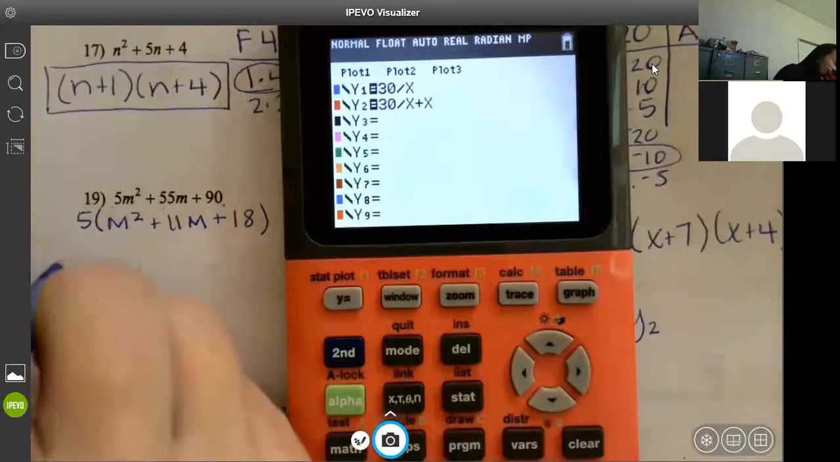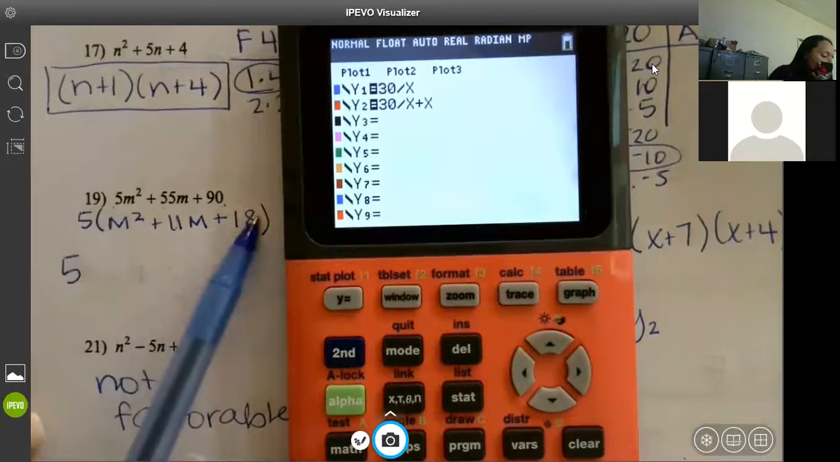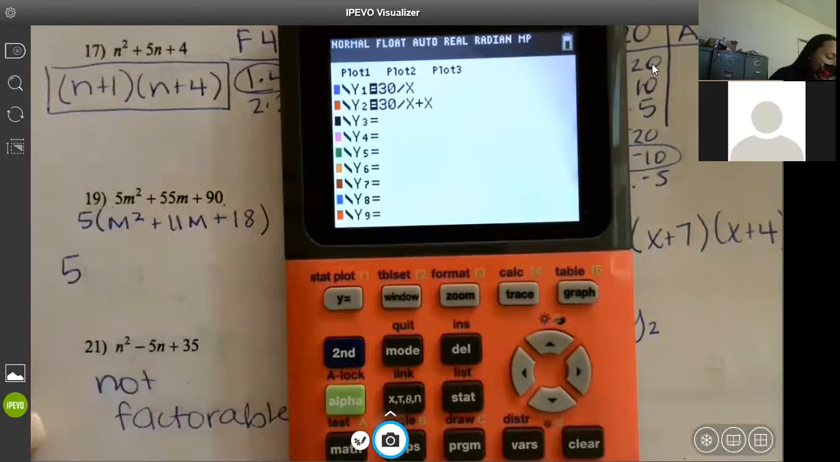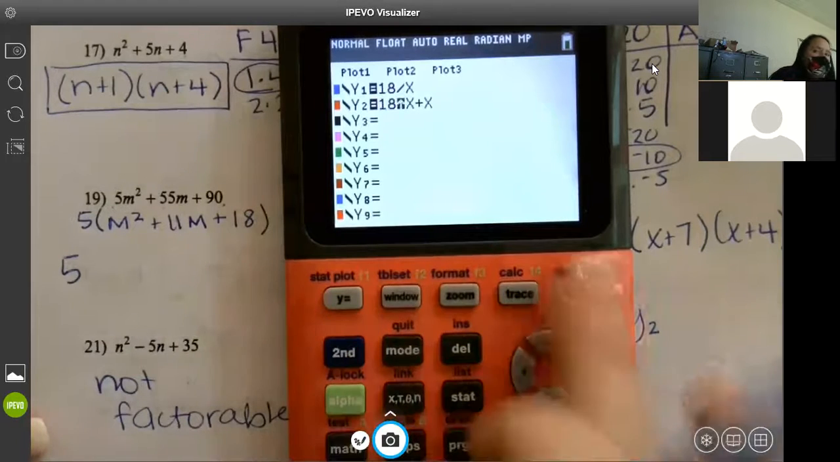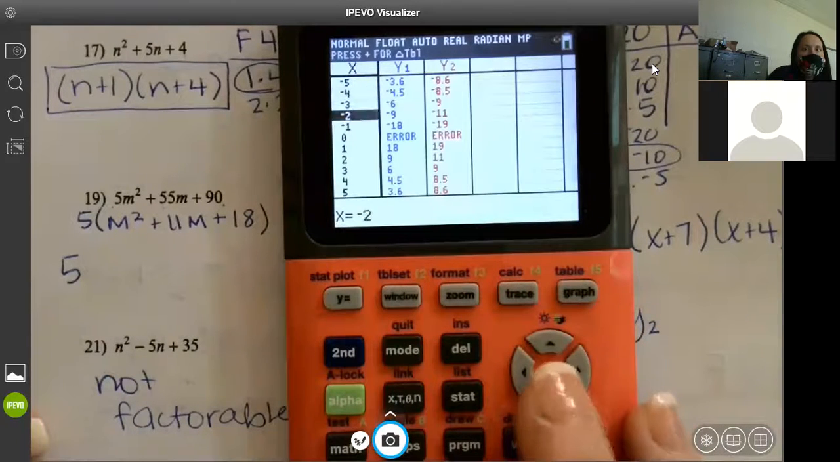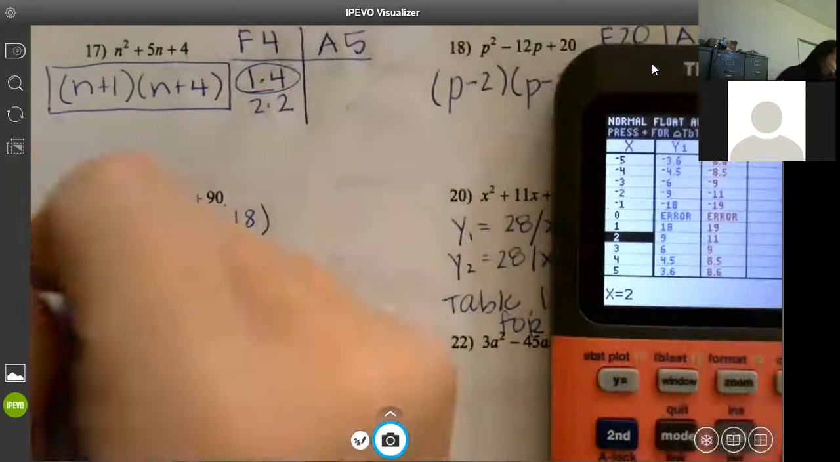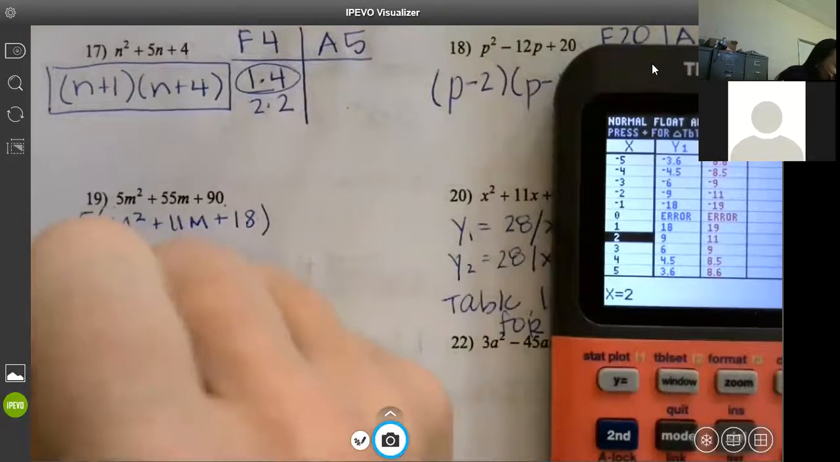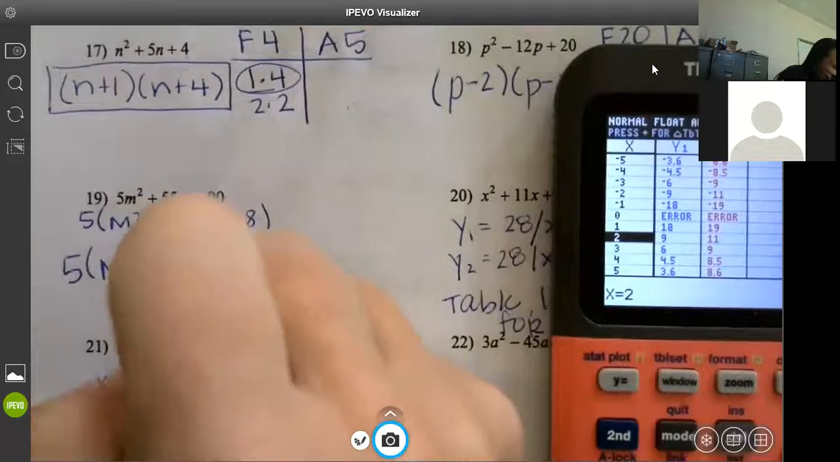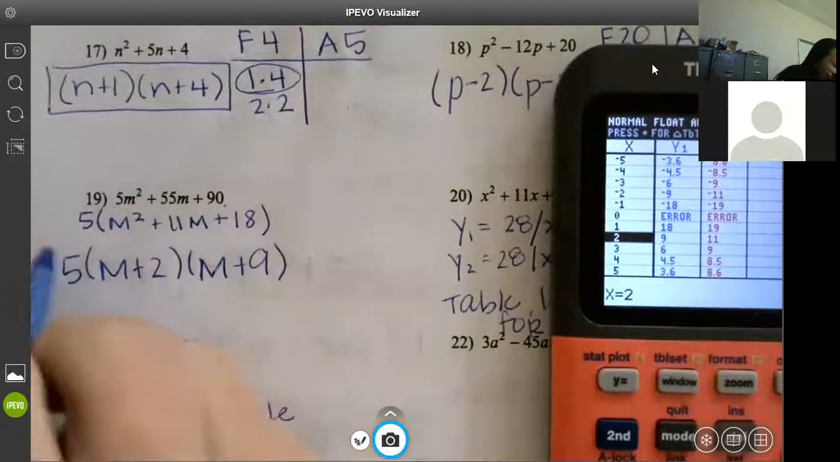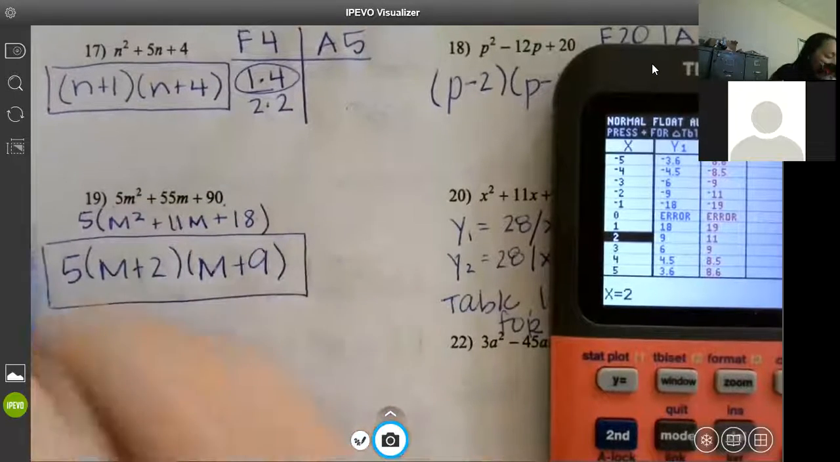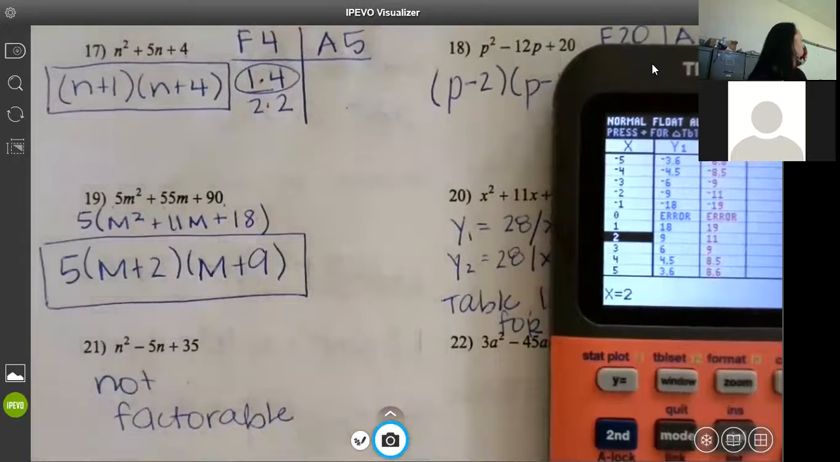Now, leave that 5 on the outside. I need factors of 18 that add to 11. Looking for positive 11. There's a negative. There's positive. What are they? 2 and 9. M in front, a positive 2. M in front, and a positive 9. So today, if there's a number in front, it's probably going to be your GCF.